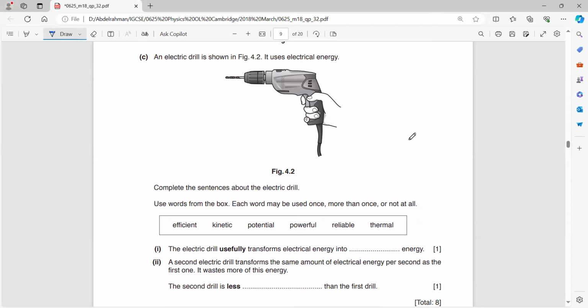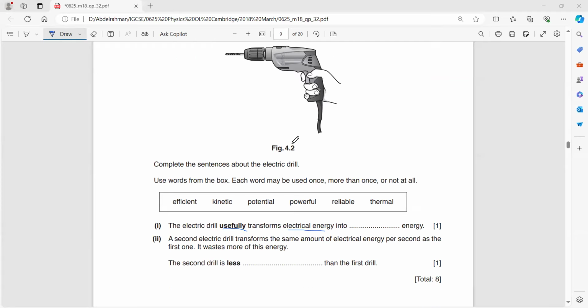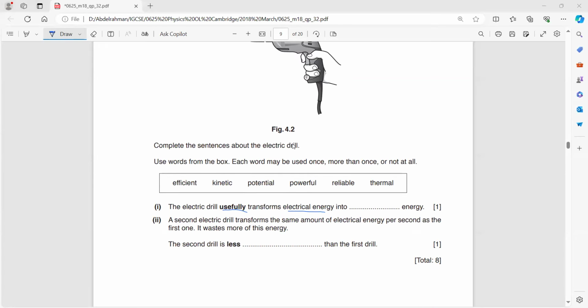We have an electric drill. This usefully transforms electric energy into what type of energy? Kinetic energy. A second drill transforms the same amount of electric energy per second as the first one. It wastes more of this energy, so it's less efficient.